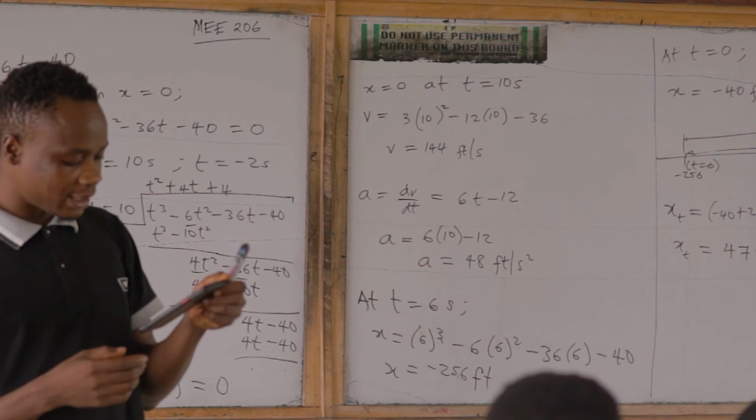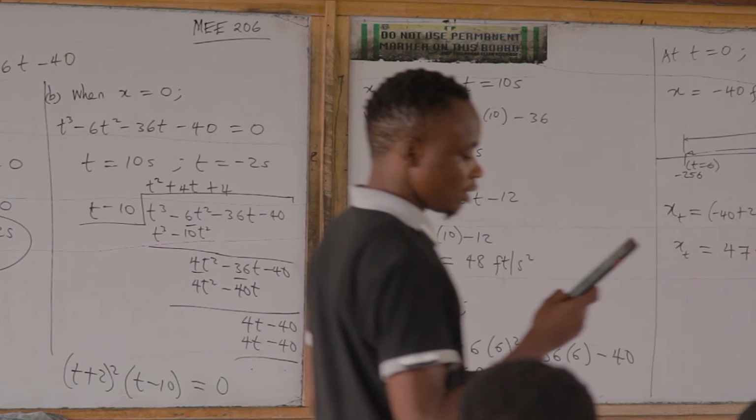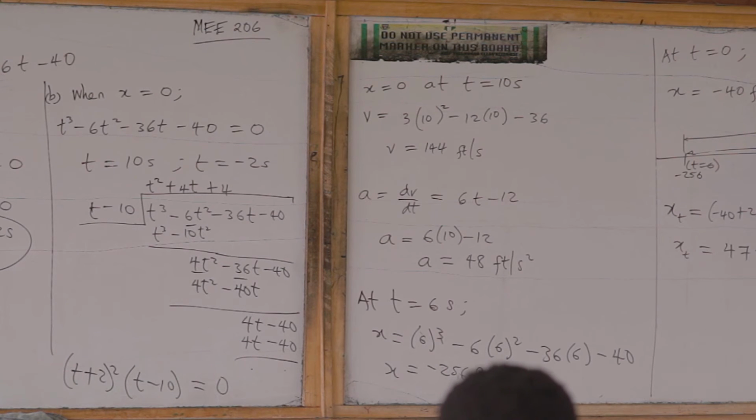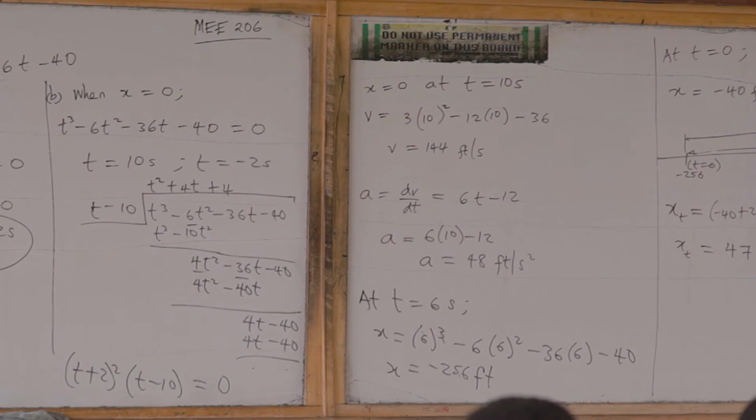So 11.8. The motion of a particle is defined by... This is quite straightforward. It's similar to 11.6. So you can give it a try.